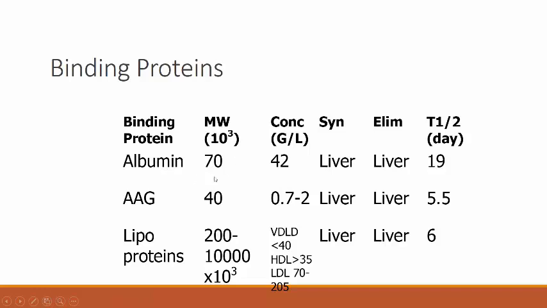So albumin, I'm sure you've heard of in A&P, or maybe in anatomy and physiology. What you can see here, remember I told you the average molecular weight of a drug is 300. And here what you see is albumin is 70,000. So it's much larger by many magnitudes. Here's the concentration in the plasma of albumin in a normal, average person, 42 grams per liter. It's synthesized and eliminated in the liver, and its half-life is about 19 days.